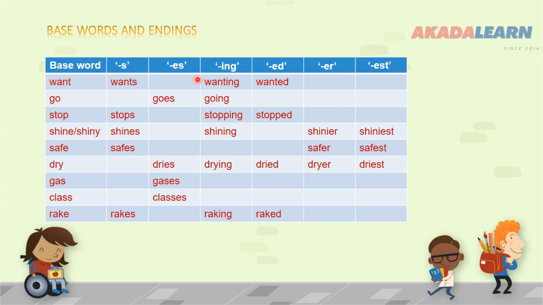Now when you add an ING to want, what does want become? Wanting. What about an ED? Wanted, very good. It becomes past tense. This is the word go. For the word go, we don't add an S, we add an ES, and it becomes goes. He goes to school. Then when you add an ING, it becomes what? Going. This is the word stop.